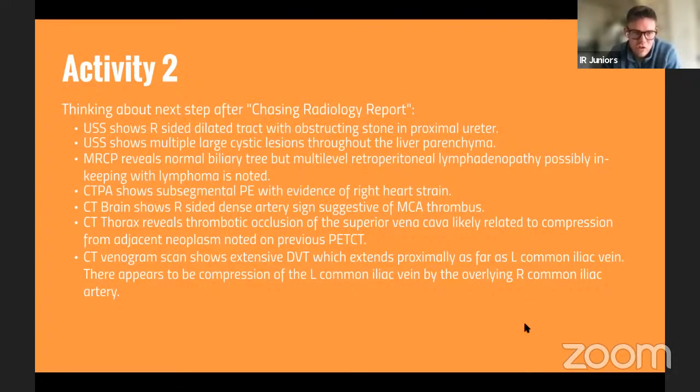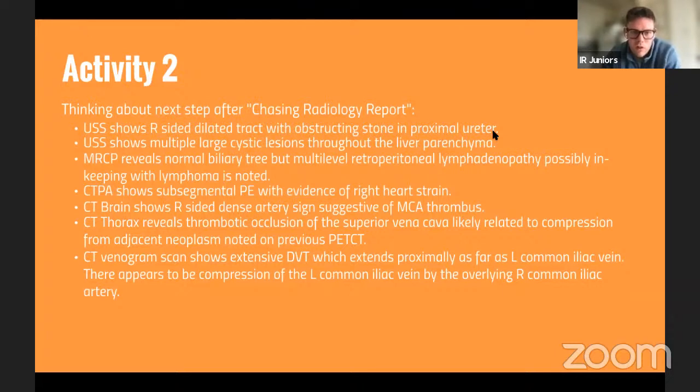So essentially, just to think about, if you were the FY1 on call, and these are the reports that come back, what would you do? Let's run down through them again to finish it out. Ultrasound shows right-sided dilated tract with obstructing stone in the proximal ureter. This sounds like hydronephrosis. Depending on the patient's condition, if they're quite septic, this definitely will need to be escalated to a more senior member of the team to see if they need a nephrostomy, for example, or other surgical intervention.